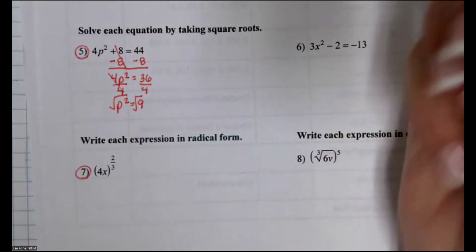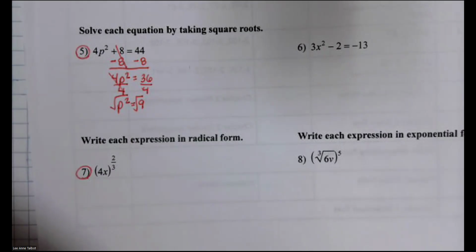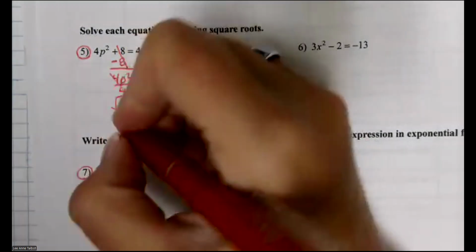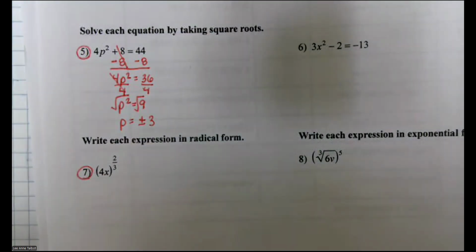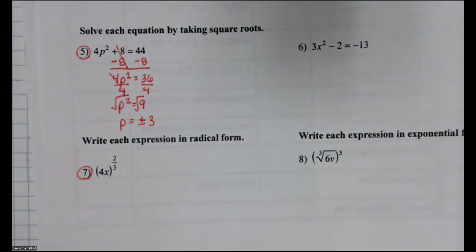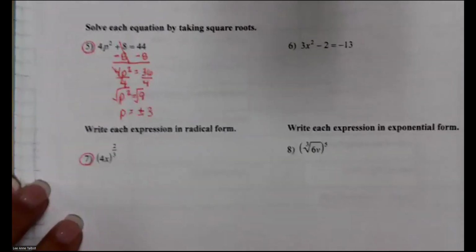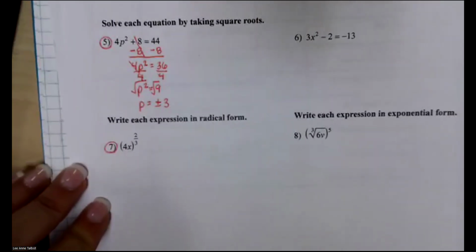Then you square root. And this is the most missed thing. When you square root both sides, there's 2 answers, plus and minus. If you did not put the plus or minus, which was the most missed thing on the test, that was minus a half. Just so you know. So now you know.